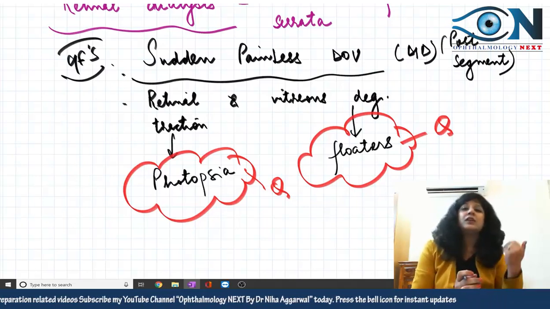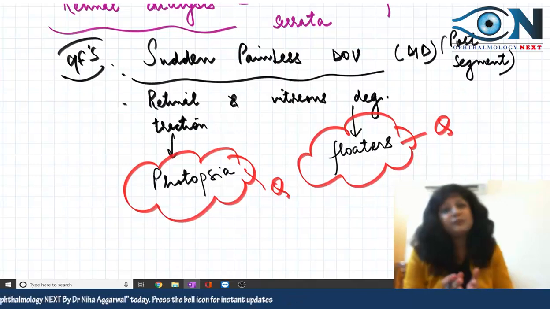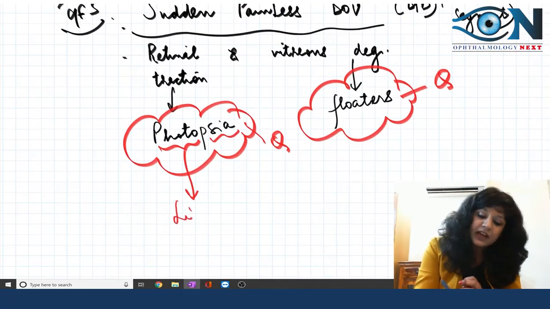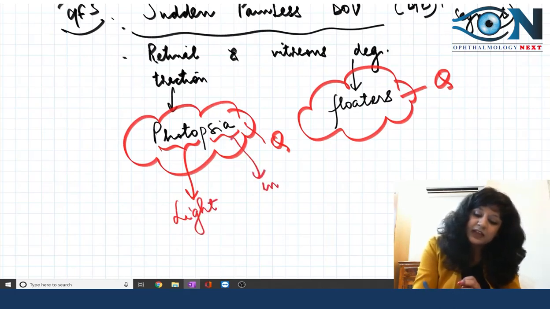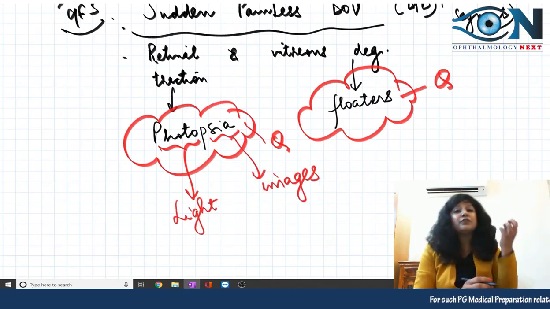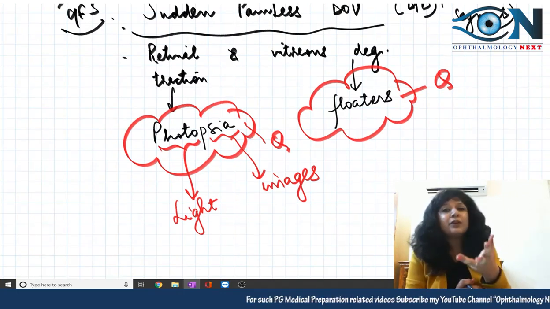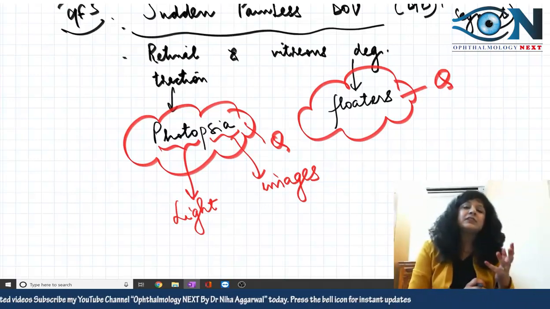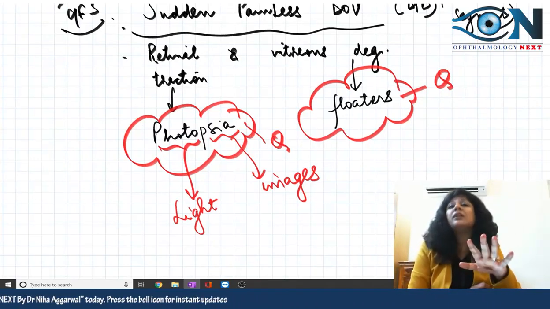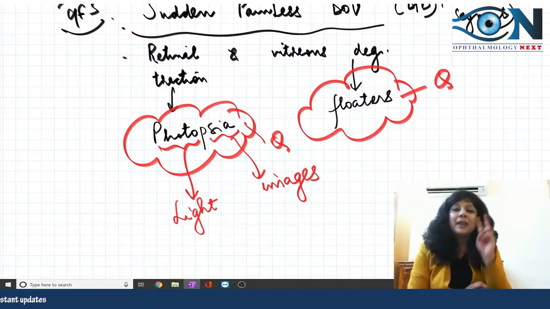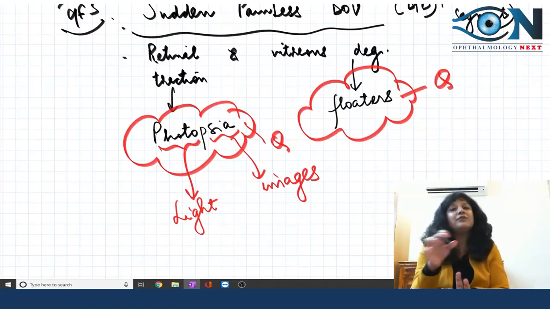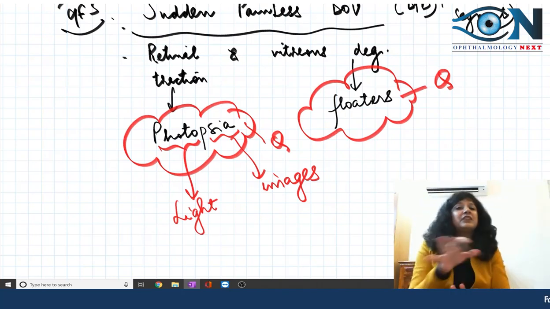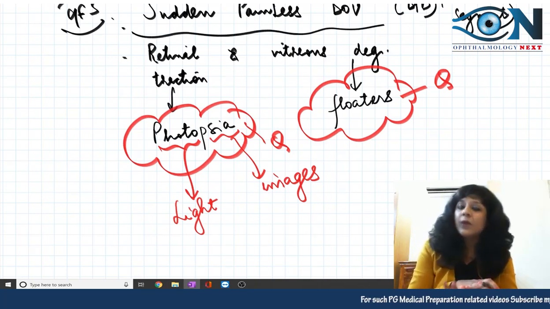Neither the tractional RD nor the exudative RD will give you photopsia and floaters. What is photopsia? Photo plus opsia. Photo means light and opsia means images. So basically we have flashes of light coming in front of the eye, just like the sparking which occurs at welding arcs. That kind of thing is coming, and this cannot come until we have that traction. Plus we have vitreous degeneration, which can lead to floaters. If you have PVD, we will have a single floater, and that single floater will give you the Weiss ring.